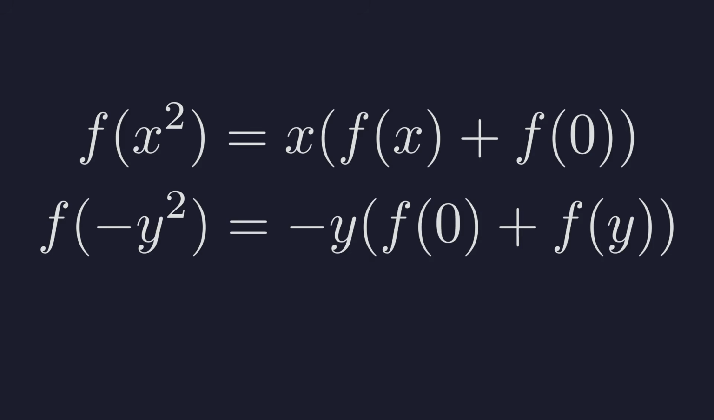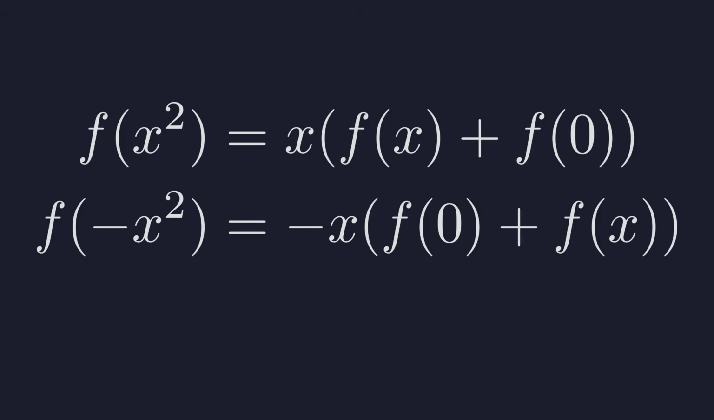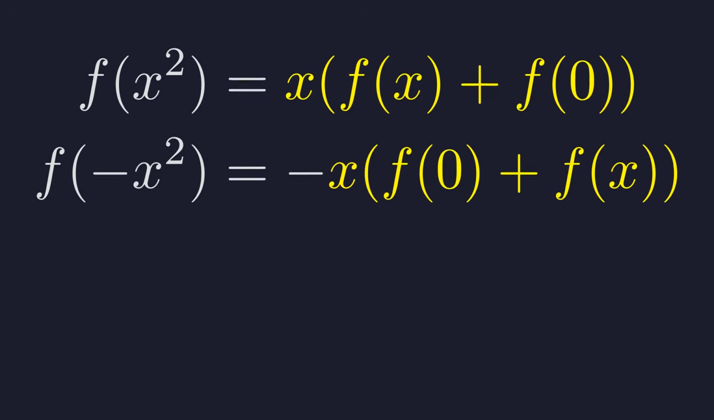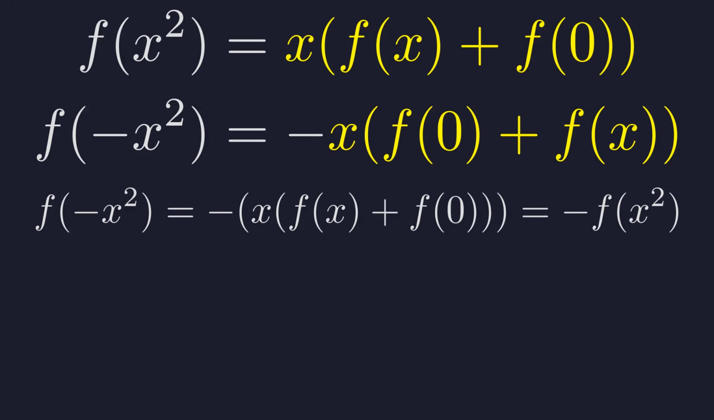This is relation 2. Since this holds for any real number y, we can relabel the variable to x for easier comparison with relation 1. So we have f of negative x squared equals negative x times the quantity f of 0 plus f of x. Now, let's compare. Notice the expression on the right-hand side of relation 1. We can see it is the same expression that appears, negated, in our second relation. This allows us to make a substitution. Substituting f of x squared in place of the expression in brackets reveals a crucial property: f of negative x squared equals negative f of x squared.